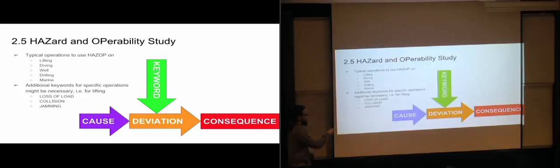So with loss of load, that is going to be your deviation, basically, that you lose your load. The cause could very easily be that you don't have proper safety mechanisms on your crane hook. You're going to need some better safety mechanisms on your crane hook that could make sure that you don't have any loss of load at all. The consequence could potentially be that it falls down and kills someone. So it's a very, very serious consequence to have.